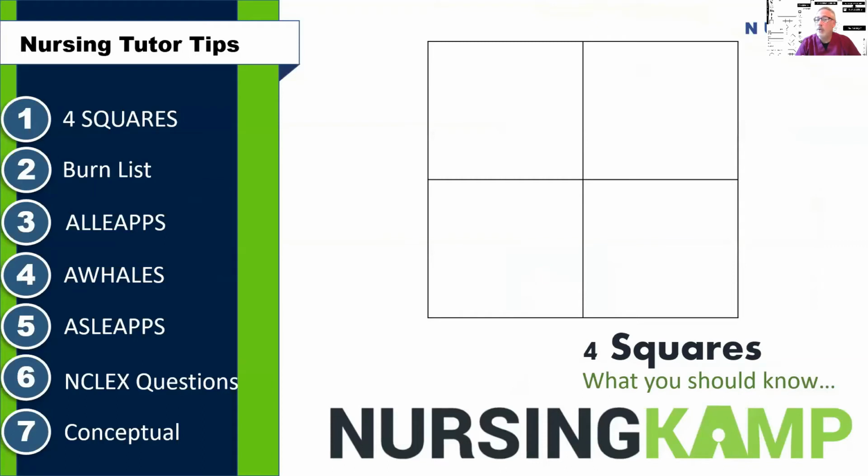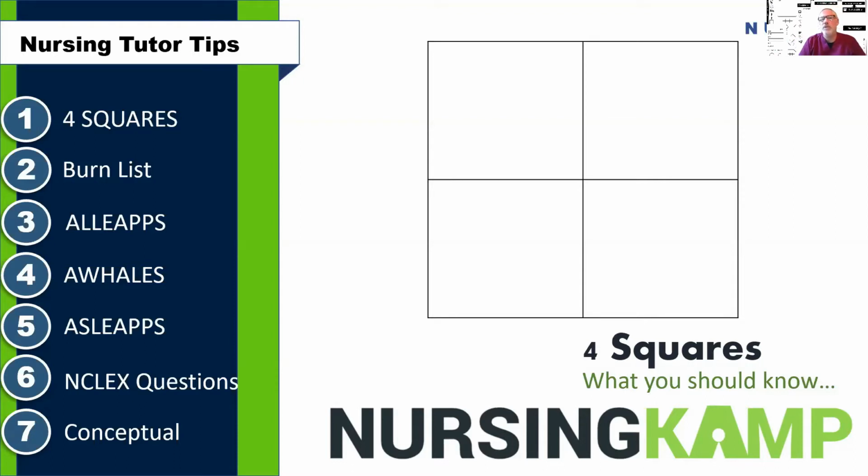All right, 4 squares. Now this is the first in a 7-part series on nursing school where we're going to break down each section of what I do to teach students how to prepare for nursing school and how to organize your notes. In this video, we're going to talk more about 4 squares. Then we're going to go into the burn list, A leaps, A whales, A sleeps, NCLEX questions, and conceptual camp, which is behind us right here. So let's get right into it.